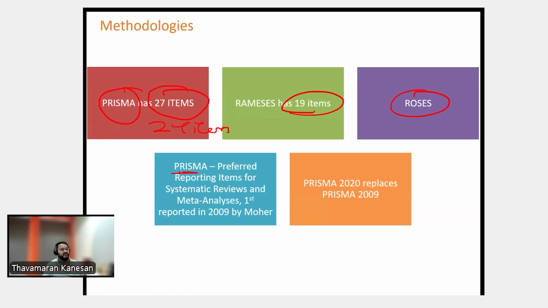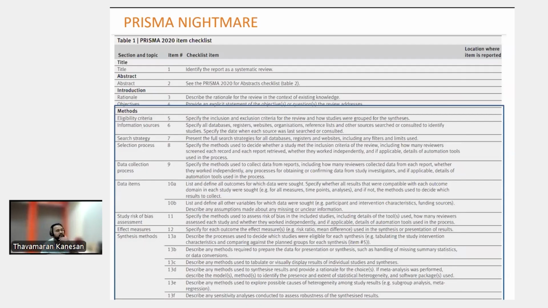What is PRISMA? Everyone says PRISMA, PRISMA, PRISMA, right? What is actually PRISMA? PRISMA is Preferred Reporting Items for Systematic Reviews and Meta-Analyses. It started in 2009 by Moher and was recently updated to 2020. The latest release lah on PRISMA. So this is the PRISMA nightmare. This is exactly what PRISMA will ask you to do.